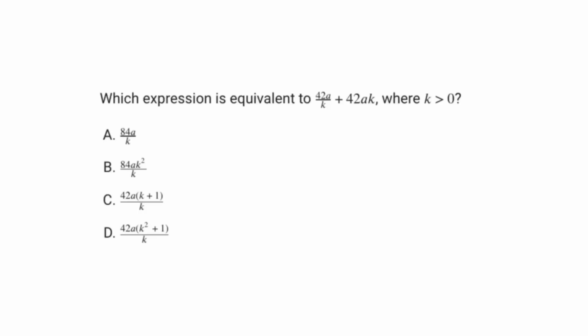Which expression is equivalent to 42a over k plus 42ak, where k is a value greater than 0, and we get all these answer choices. So what we're going to do here is pretty much just try and simplify this into its simplest form. So you get 42a over k, right? And we get 42ak over 1, let's say. And now what we can do is find the common denominator here.